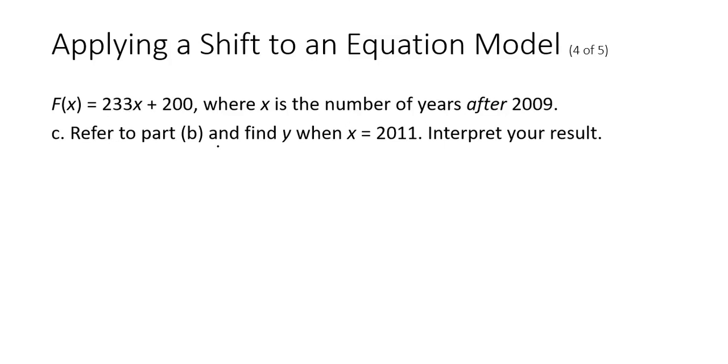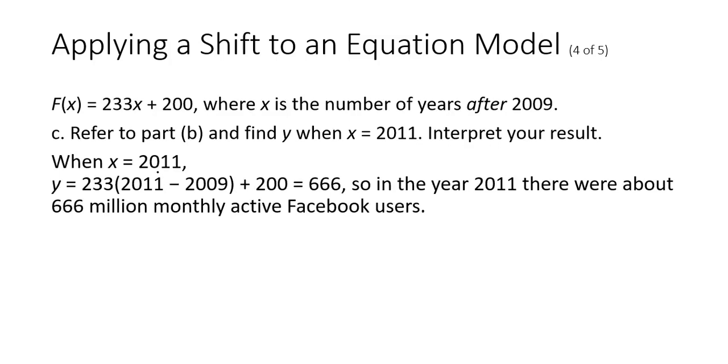Now refer to part B and find y when x is equal to 2011. So in this case, when x is equal to 2011, y is equal to 233 times 2011 minus 2009 plus 200, which is equal to 666. So in year 2011, there were about 666 million monthly active Facebook users.